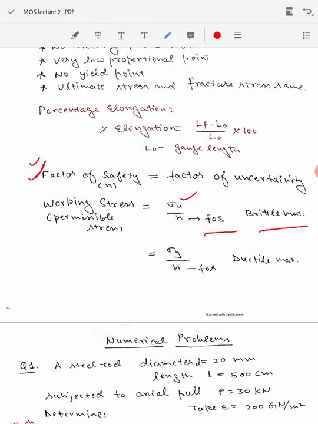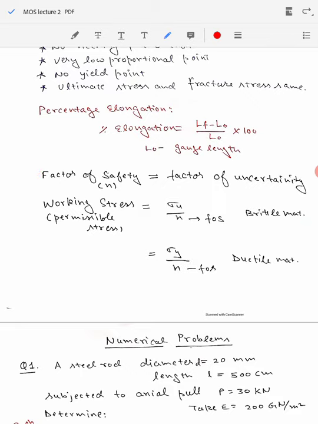For a ductile material, sigma y, the yield stress, is the criteria, because after yielding there is a large deformation in the component. So the component remains, though it has not failed up to point sigma f, but it is of no use because it loses its functionality. So sigma y is taken as the criteria for ductile material. So we divide sigma y by the factor of safety in order to obtain the working stress or permissible stress.